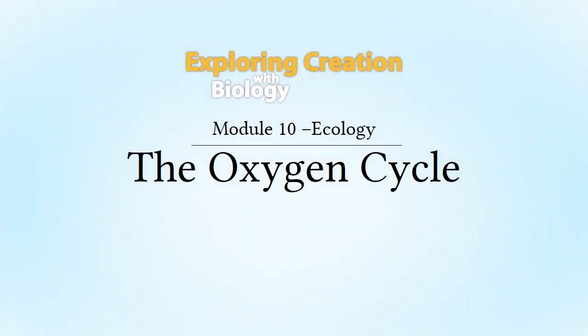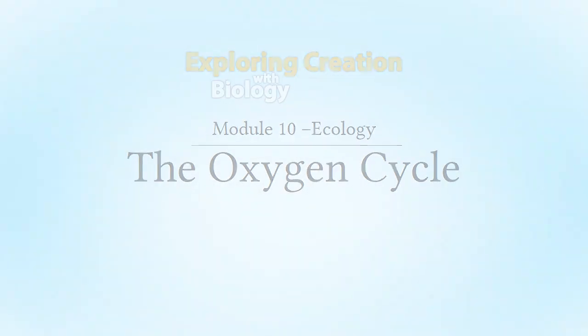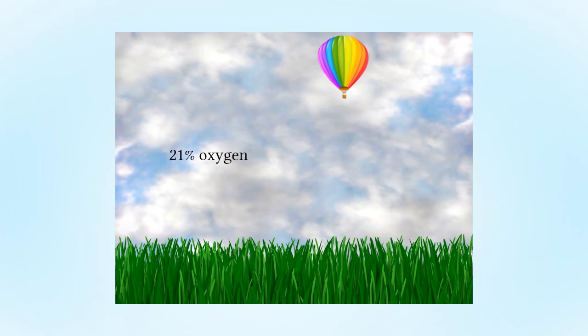Module 10, the oxygen cycle. Another important part of the physical environment in an ecosystem is oxygen. Almost all creatures in the world need oxygen to survive. Now, the air you breathe contains about 21% oxygen.